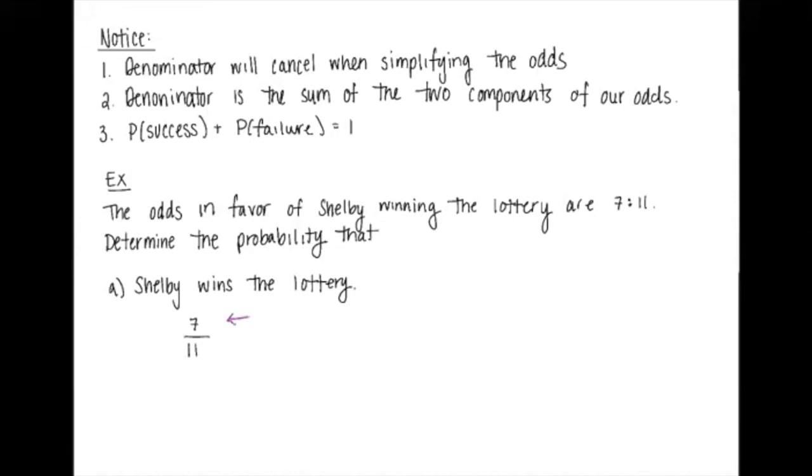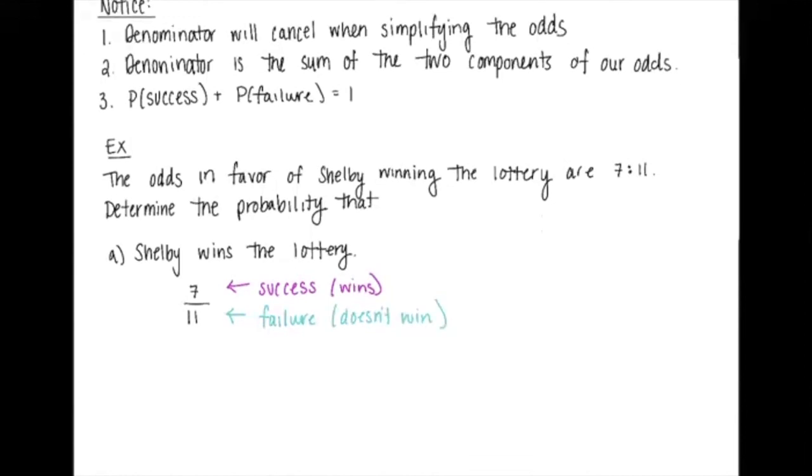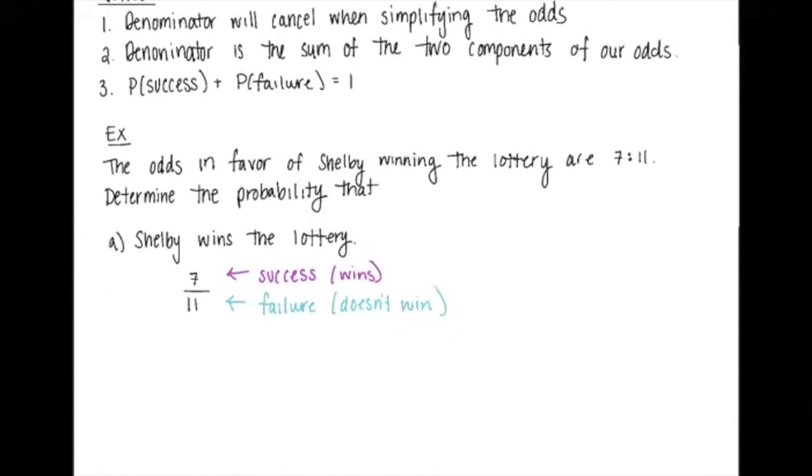This is the odds in favor. So this is considered our success. So that would mean she wins the lottery. And the denominator would be failure. So this would be she doesn't win. Okay. So I've got just the numerator of each of those probabilities.